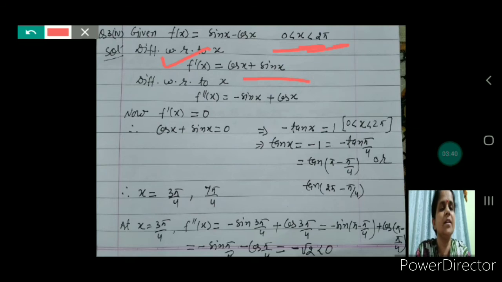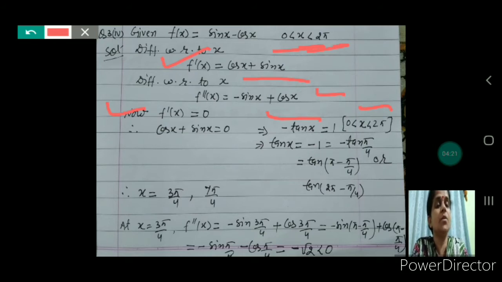Okay, and now again take the derivative, f double dash x. It is minus sin x plus cos x, and now f dash x is equal to 0. You will get cos x plus sin x is equal to 0. Okay, and when you take sin x to the other side, you will get minus tan x is equal to 1. But here the range is 0 to 2 pi.